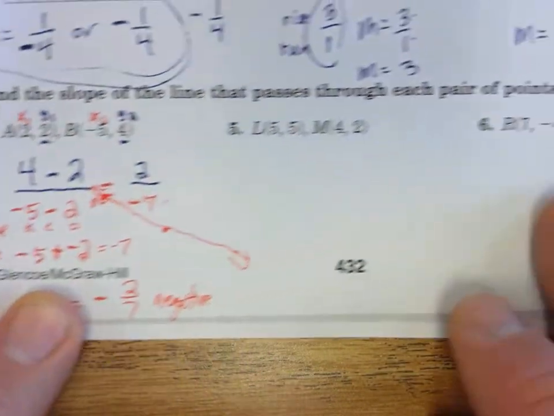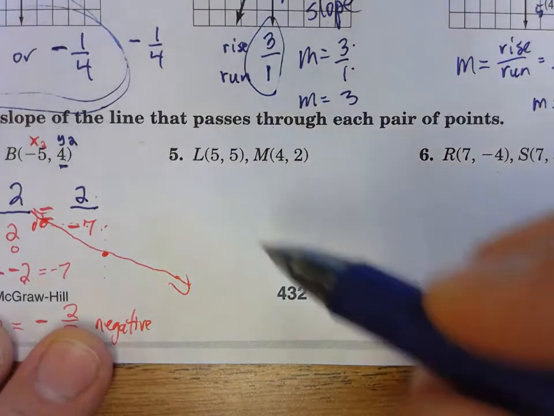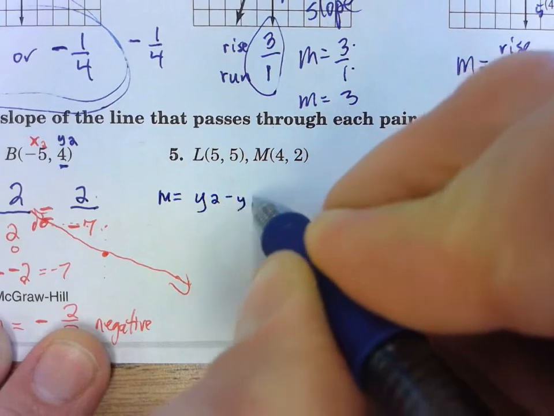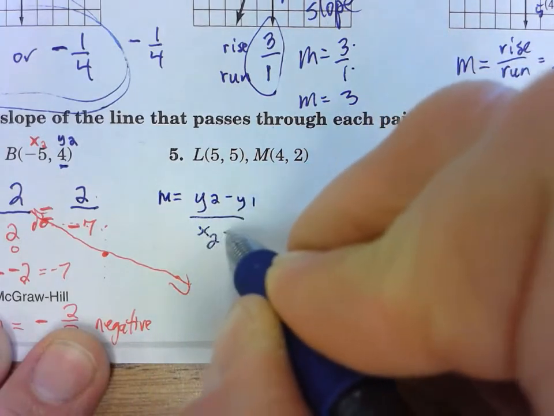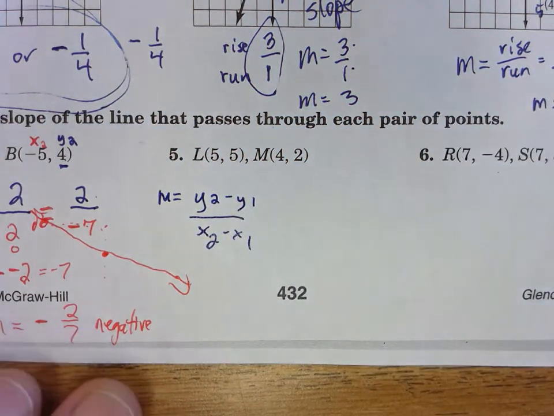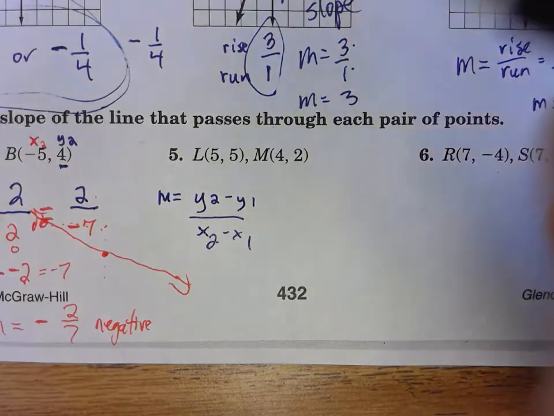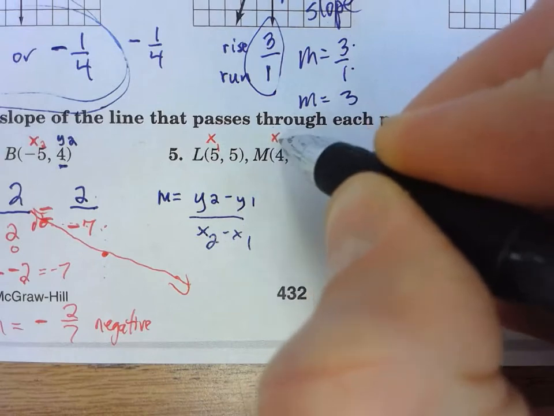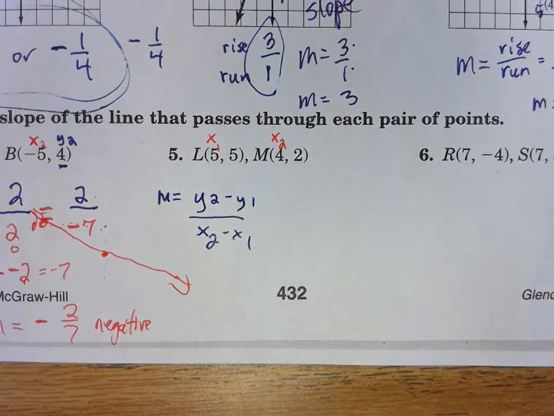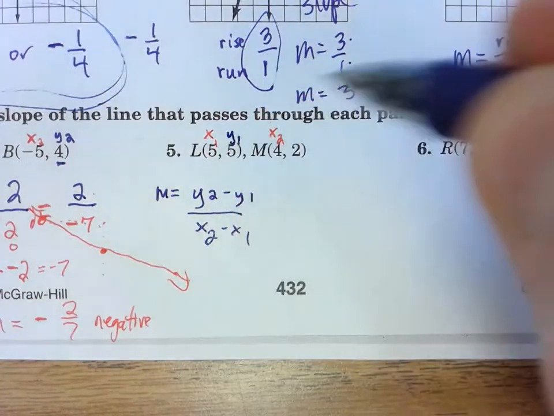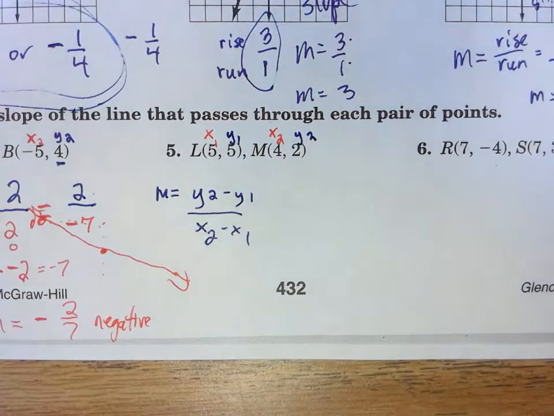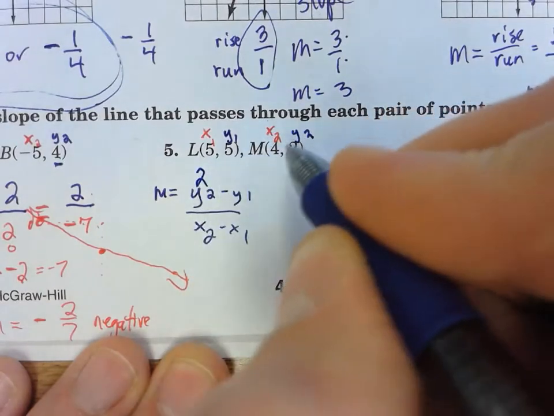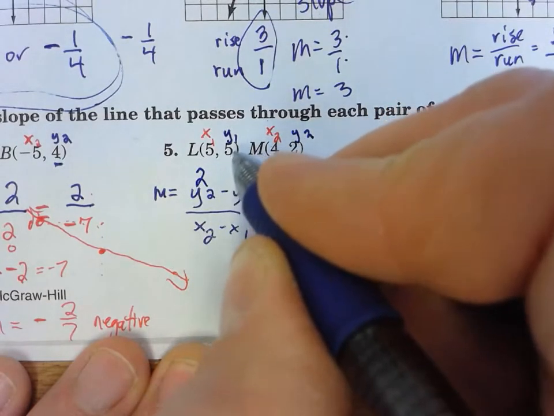All right, let's try another one. Again, my slope formula is m equals y2 minus y1 over x2 minus x1. I'll go back and do this one like I did the earlier example. So here is my x1, here is my x2, here is my y1, here is my y2. My y2 number right there is 2. My y1 number is 5.